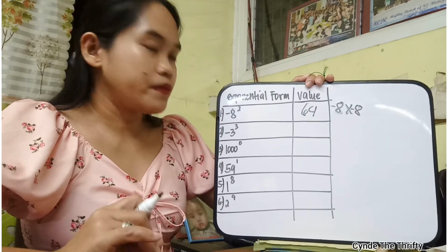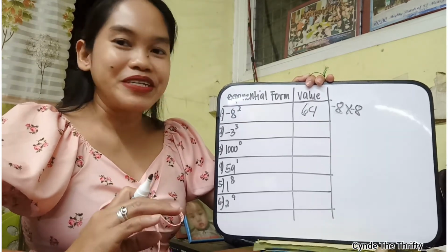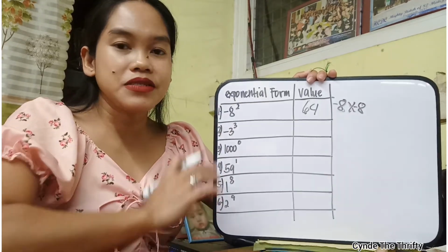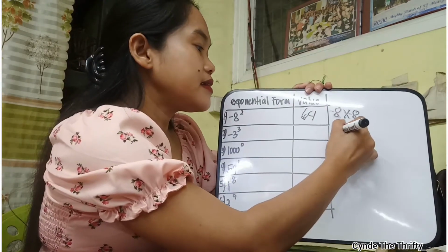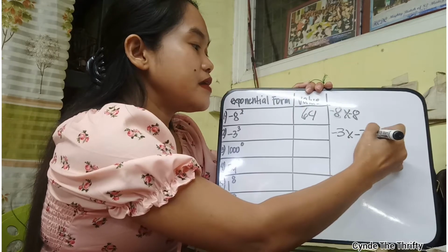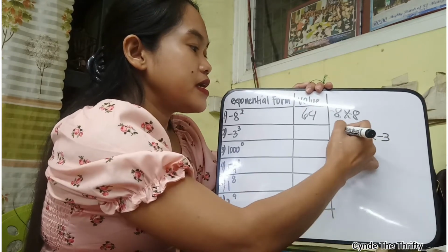Now, let's go to number 2. So, ang ating number 2 is negative 3 cubed. Ibig sabihin, i-multiply natin si 3 ng 3 beses. So, negative 3 times negative 3 times negative 3.